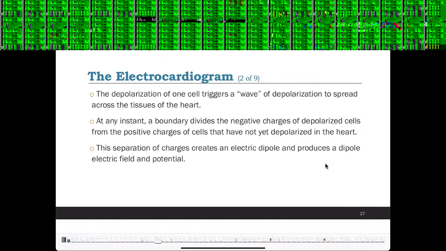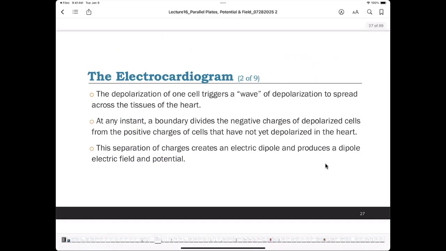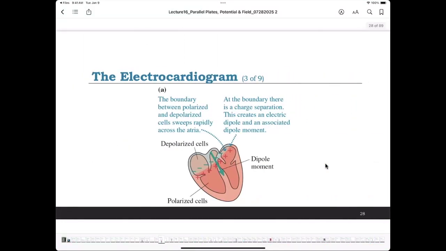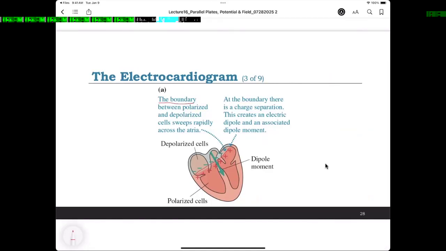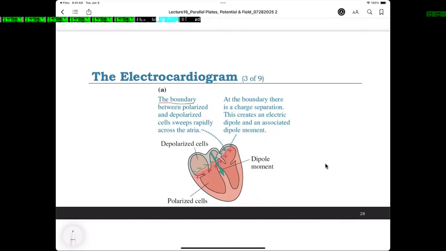The separation of charges creates an electric dipole and produces a dipole electric field and a potential. And we will talk about more. You can see there is a heart diagram. The boundary between polarized and depolarized cells sweeps rapidly across the atria.